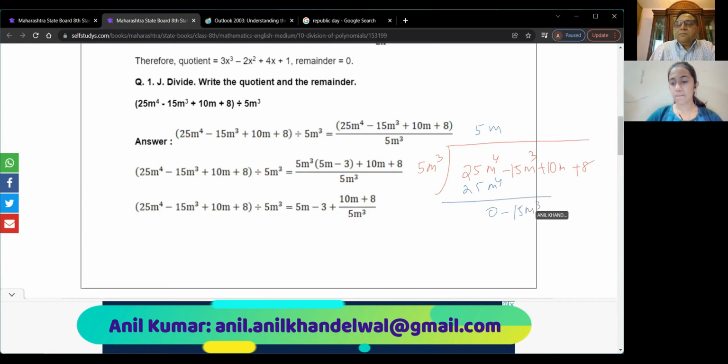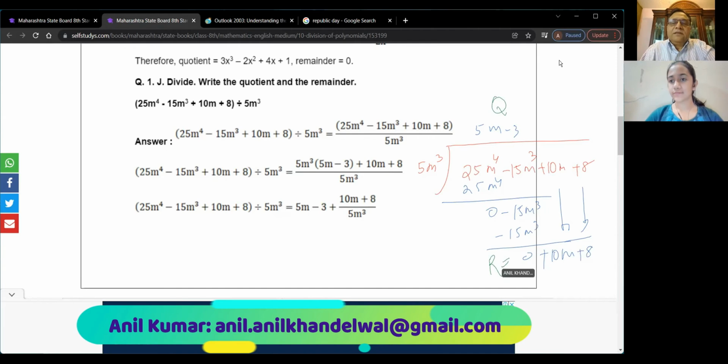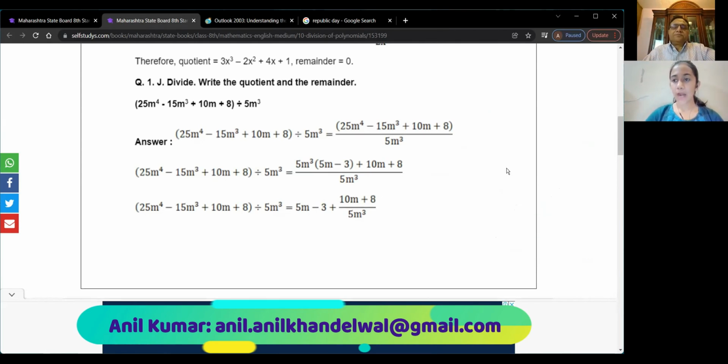Now that goes by minus 3 times. So multiply, minus 15m cube, remainder 0, bring down both of the terms, correct? You cannot divide them further, right? Right. So that becomes your remainder. So we can now write this is your quotient and this is your remainder. Is that clear to you? Yes. See, there's a simple and straightforward method which helps, especially when you have complicated cases. Is that clear? Yes. So let's clear this and move on to the next question.